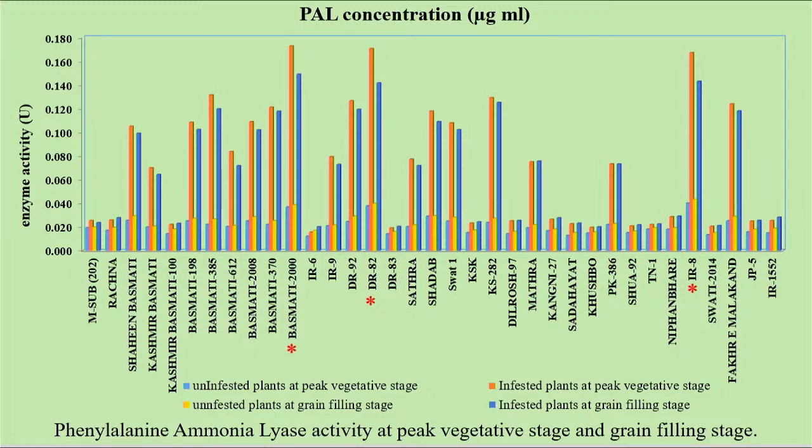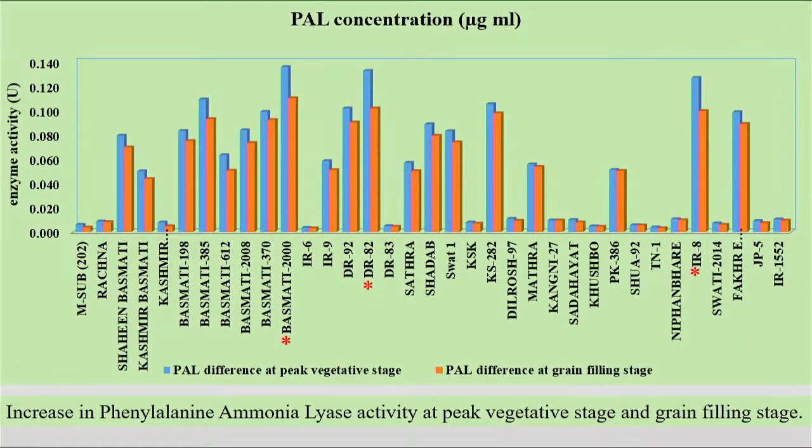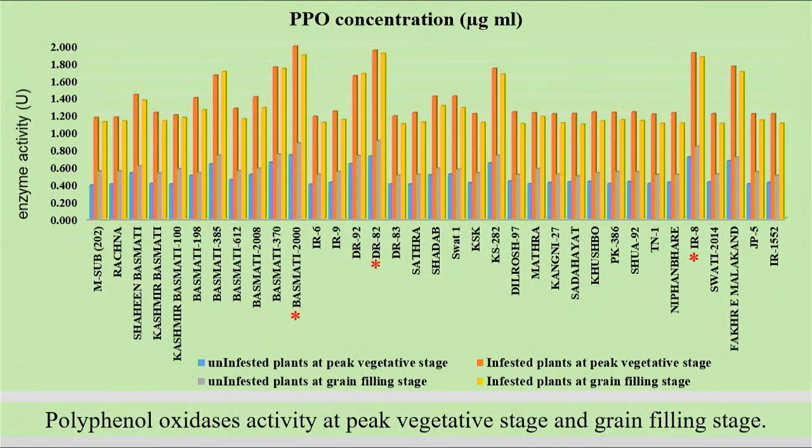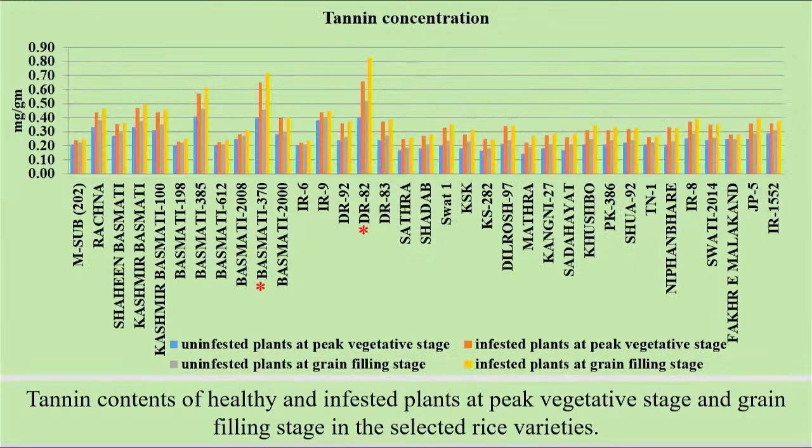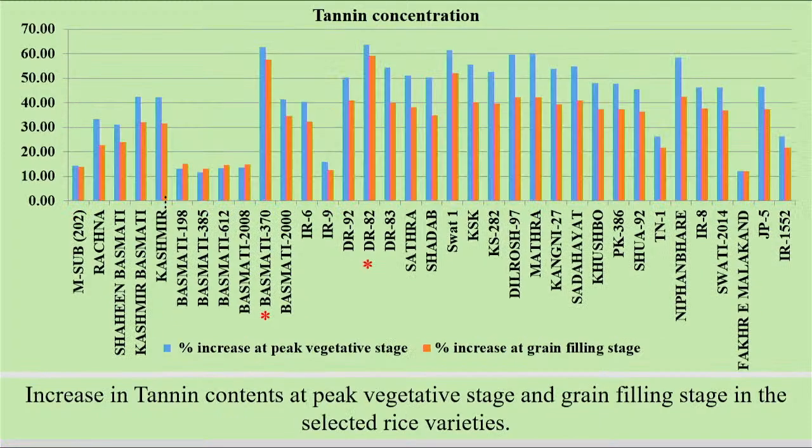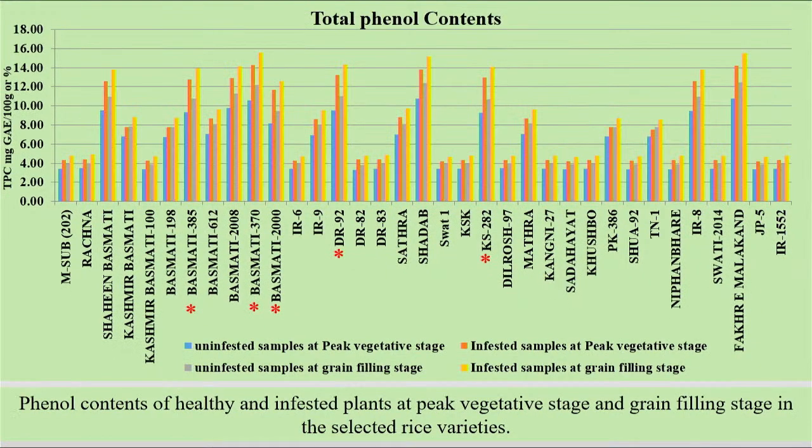The more we fed the plant to the insect rice leaf folder, the more the resistant plant expressed against the pressure of feeding. So it means that this metabolite PAL concentration has a significant impact in pest management. This is another, PAL concentration. The PPO concentration was also tested. Tannin concentration and total phenol content were estimated.